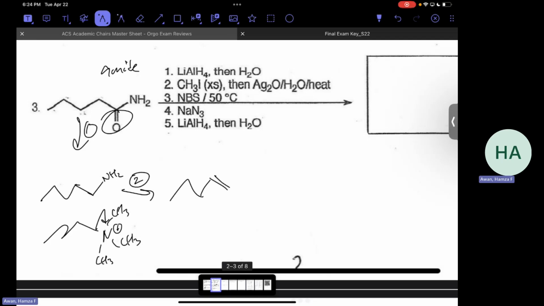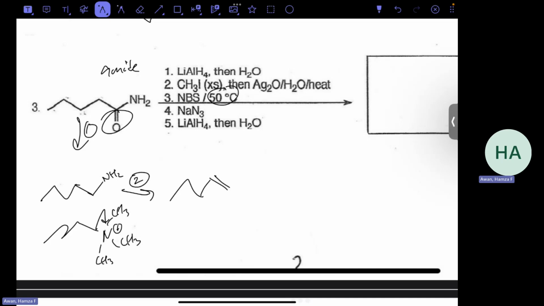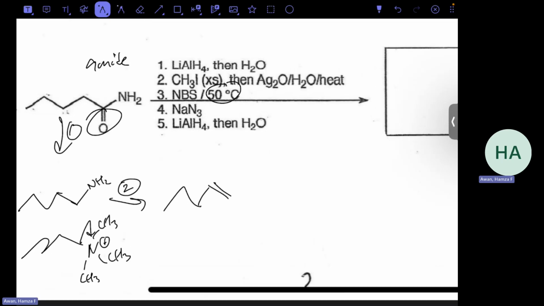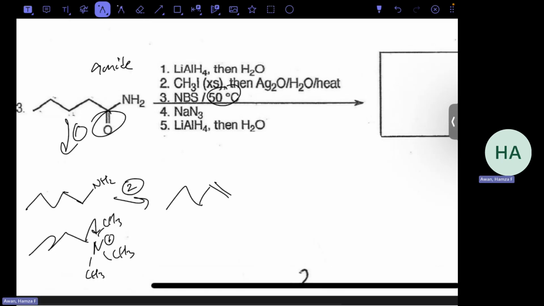So we have a terminal alkene now. And now we have, I think one of the first reactions we learned, maybe NBS and heat. One thing about NBS and heat, it creates a radical, or an allylic radical. Sorry, I should clarify.